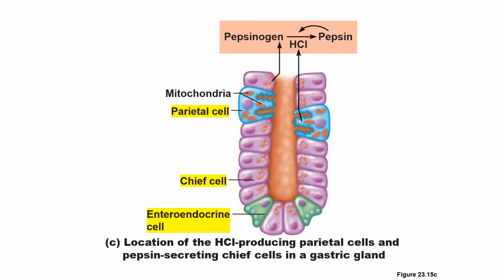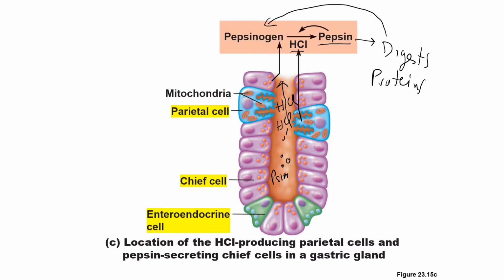Parietal cells secrete hydrochloric acid. Chief cells below secrete pepsinogen. As pepsinogen travels through hydrochloric acid, it will be cut by hydrochloric acid into its working form called pepsin. Pepsin digests proteins, including itself. So once pepsin appears, it can catalyze its own production, creating more pepsin.